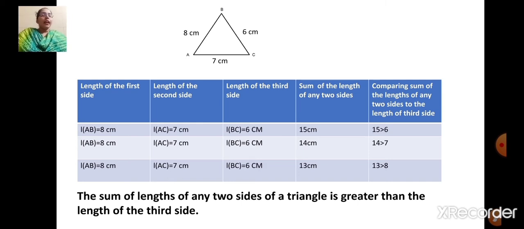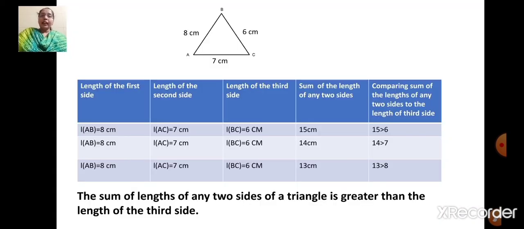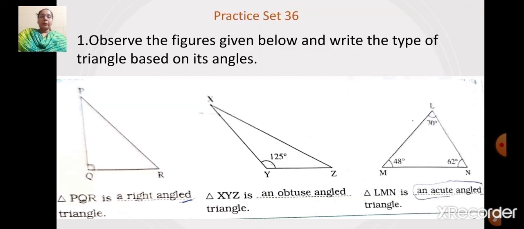Okay, children? Is it clear to everyone? So the first property we studied is the sum of the measures of the three angles of a triangle is 180 degree. You can only draw a triangle if the sum of the angles is 180 degree. And if the sum of the length of any two sides of a triangle is greater than the length of the third side, then only you can draw a triangle. Understanding? Okay, children? Clear?